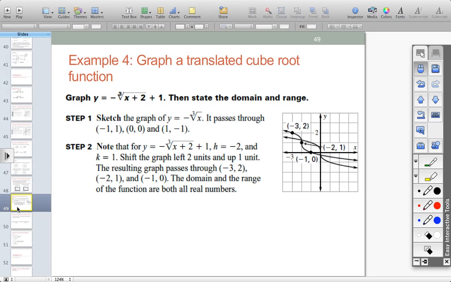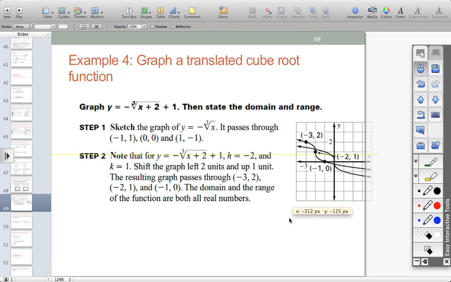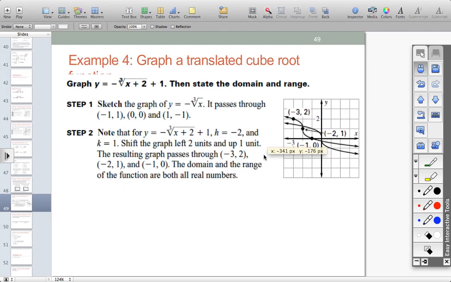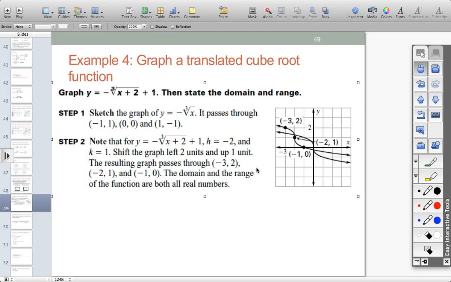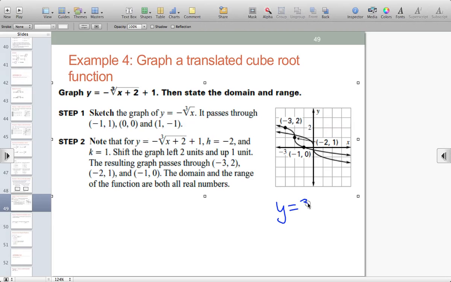Alright, example 4, graphing a translated cube root. Remember in the first video I told you that we were going to come back to the basic function. We have the parent function of the cube root. Let's move that back up to where it's supposed to be. Get over here to the pen. So we have the cube root function.